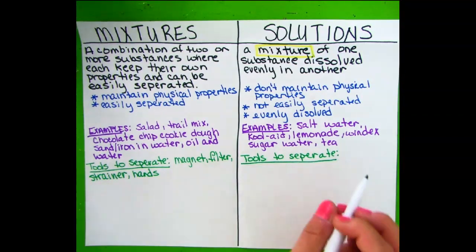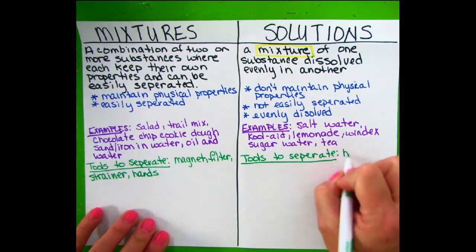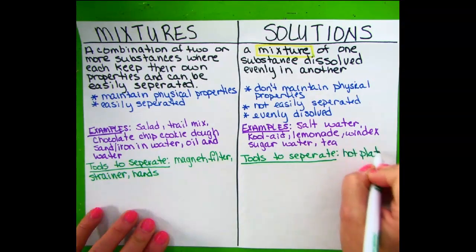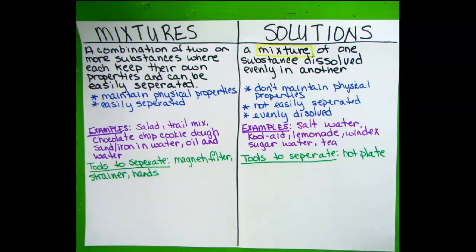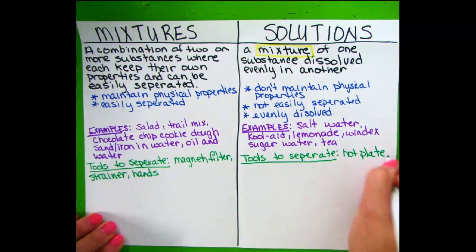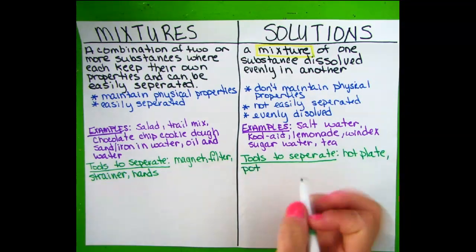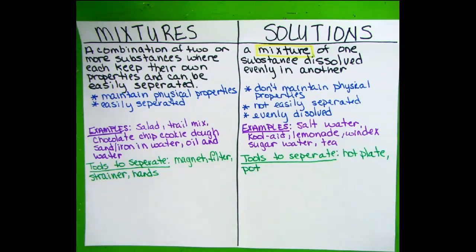Tools to separate solutions would be a hot plate. A hot plate is kind of like a single burner on a stove, and a pot. And I don't know if any of you or somebody in your house has ever left water or something boiling on the stove long enough. If you leave it long enough, the water boils off and you're left with whatever was left in the water. So if you ever do that with salt water, you'll be left with salt.